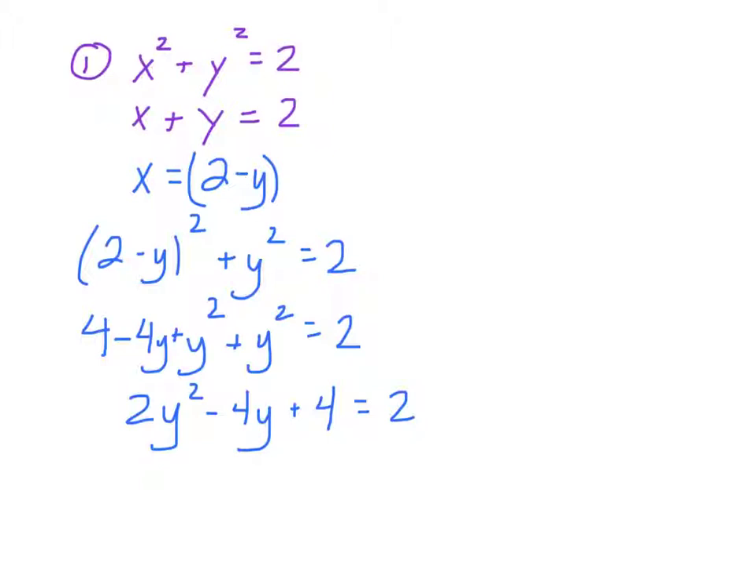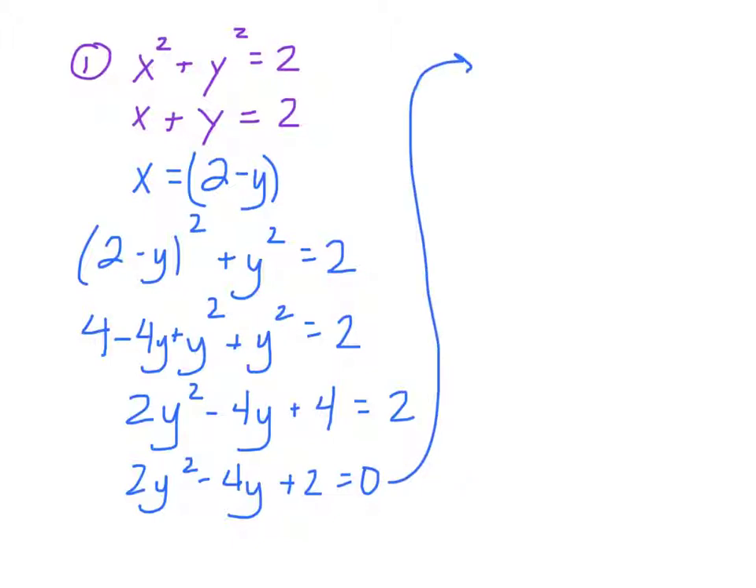Okay, so let's subtract that 2. So I have 2y squared minus 4y plus 2. And remember that when you're solving a quadratic, yes, I know, another quadratic equation to solve, you can divide off all that 2 there. So if I divide off all the 2's from each term, we're going to get this, which is factorable. It's y minus 1, the quantity squared.